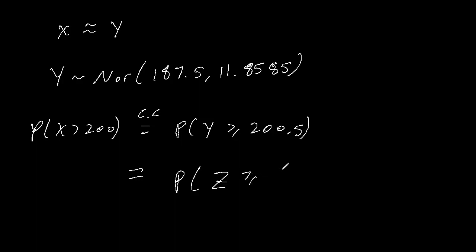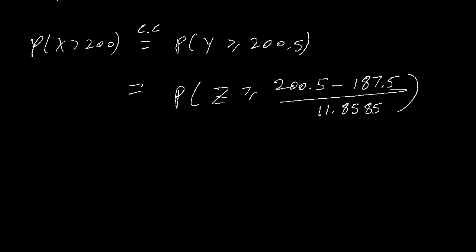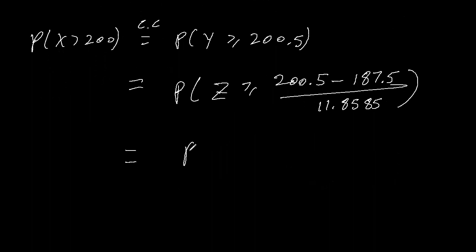P(Z >= (200.5 minus the mean, which is 187.5) all divided by the standard deviation, which is 11.8585. Now, in case you don't know where I got this formula from, just recall the z-score is equal to (x minus mu) over sigma. But in this case, our variable is not x, it is y, but the same formula holds. So this is equal to P(Z > ...), and when you work this out, it should get 1.10.